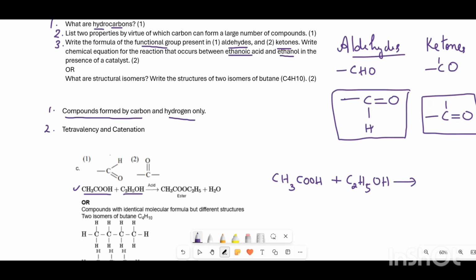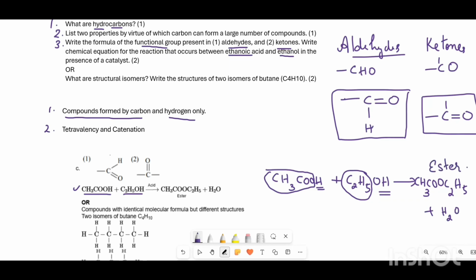So from this, one molecule of water will be eliminated. So this H and OH you can eliminate as water. The rest you need to write together. CH3COO and then combine with the C2H5. So you'll get CH3COOC2H5 plus H2O. This is the ester. This reaction is the esterification reaction. Acid reacts with an alcohol, you get an ester.